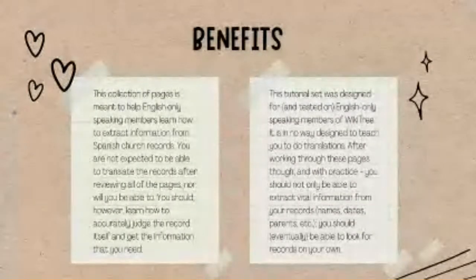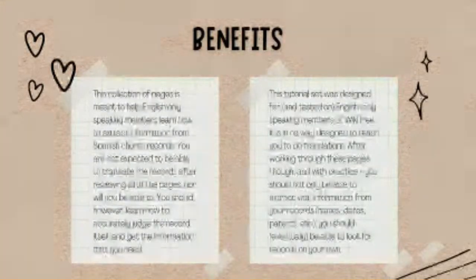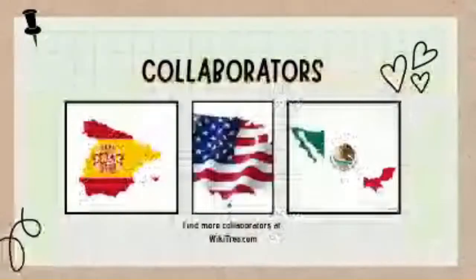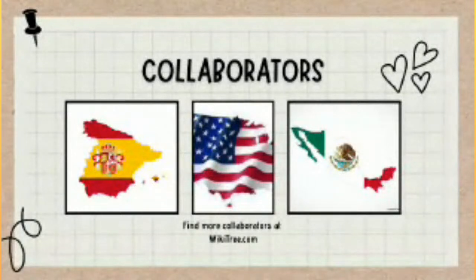After practice, you should not only be able to extract vital information from your records, you should eventually be able to look for records on your own. The tutorial was created by collaboration between 5 WikiTree members in 3 different countries. Each collaborator had different areas of expertise.